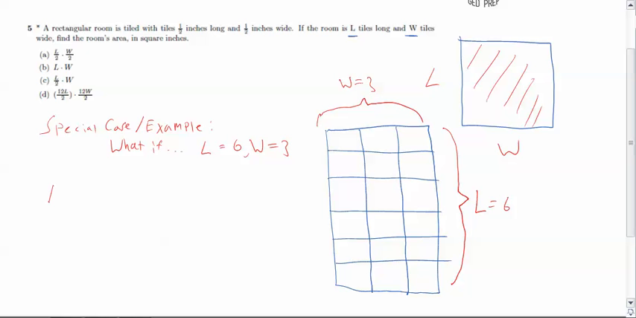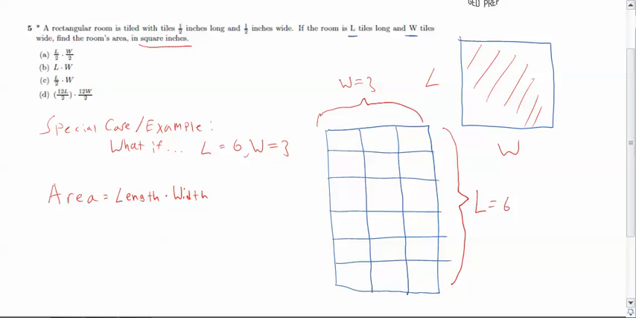So remember, this room is a rectangle, and the area of a rectangle is equal to the length times the width. We know how many tiles long and how many tiles wide this room is, but we don't know how many inches long and how many inches wide, and that's what we're going to need, because we want our answer to be in square inches. So let's try to figure it out.